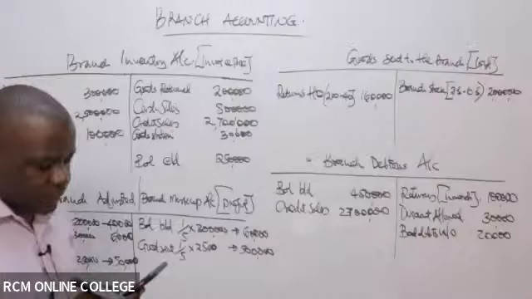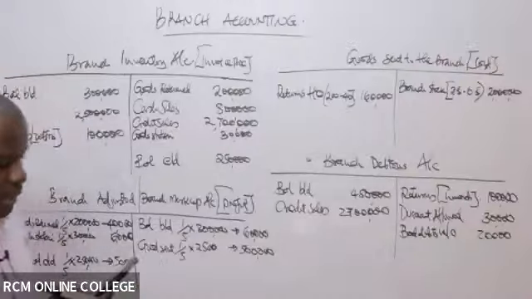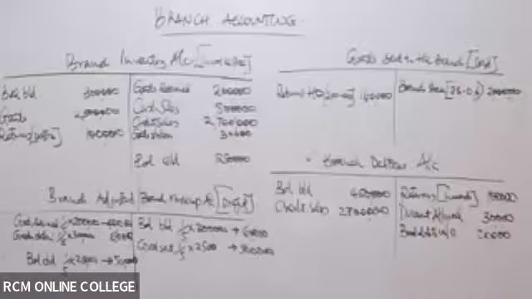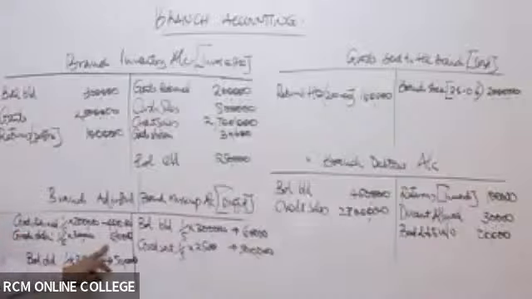In the P&L account, it will be part of the cost of goods that are sold. So you'll expense it in the P&L account. The 24,000 will be debited to the P&L account. But the profit element on these goods that were stolen will be debited in the branch markup account.